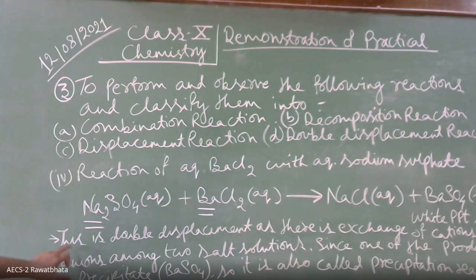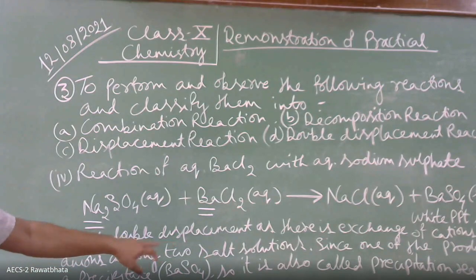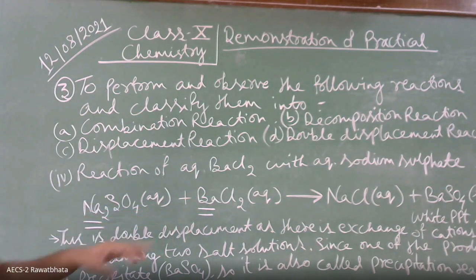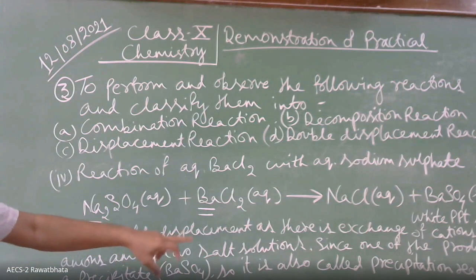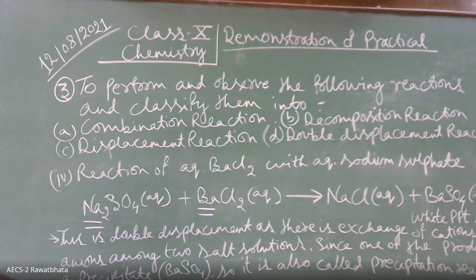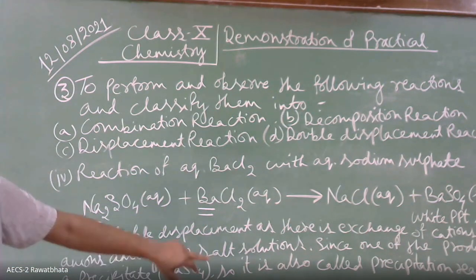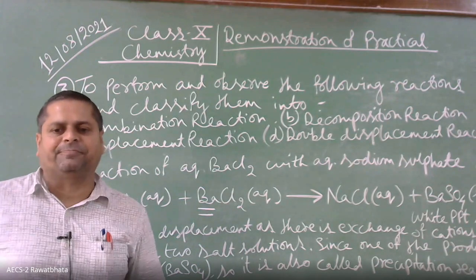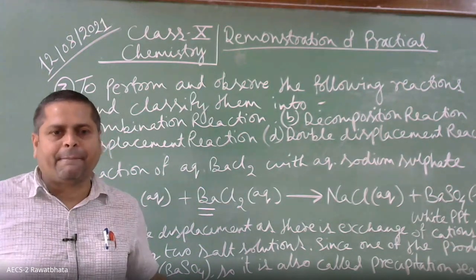See, this is double displacement reaction as there is exchange of cations and anions among two salt solutions. Since one of the products is a precipitate, BaSO4, so it is also called a precipitation reaction. Okay? Okay, sir. Thank you, sir.